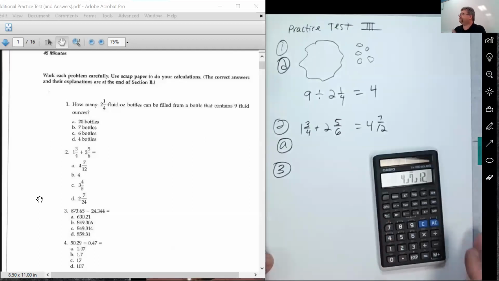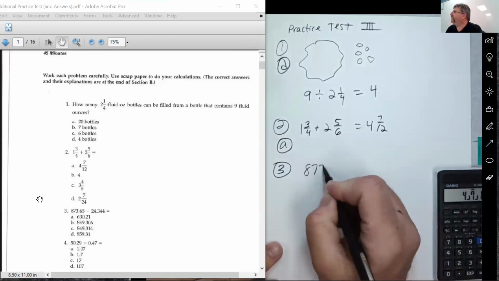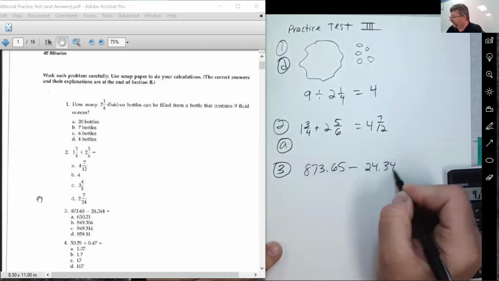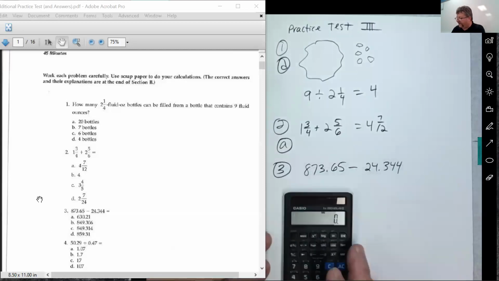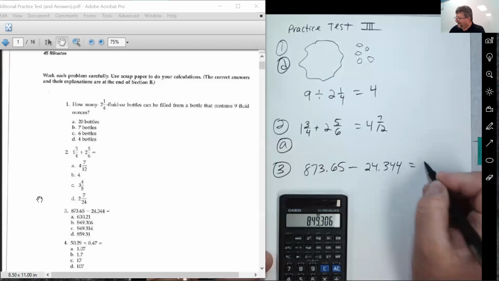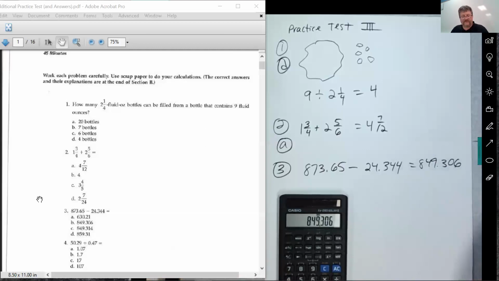Number 3, a subtraction problem, right? I mean, come on. We have 873.65 minus 24.344. Again, we can line up our columns, line up the decimals, carry and borrow and all that stuff we do with arithmetic by hand. Let's just punch it in. 873.65 minus 24.344 is 849.306. If we check out our choices, choice B.